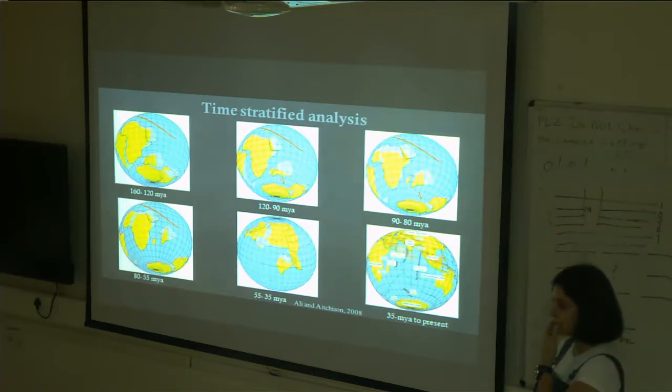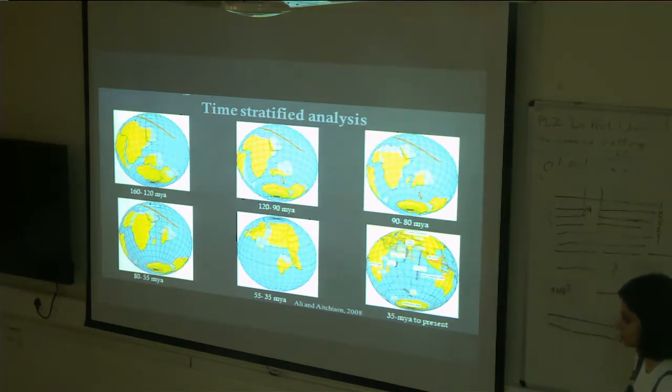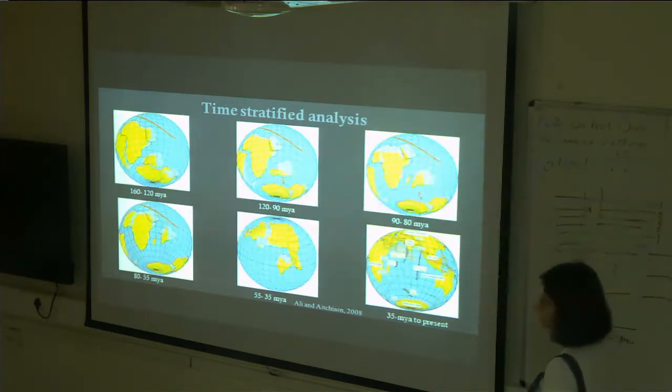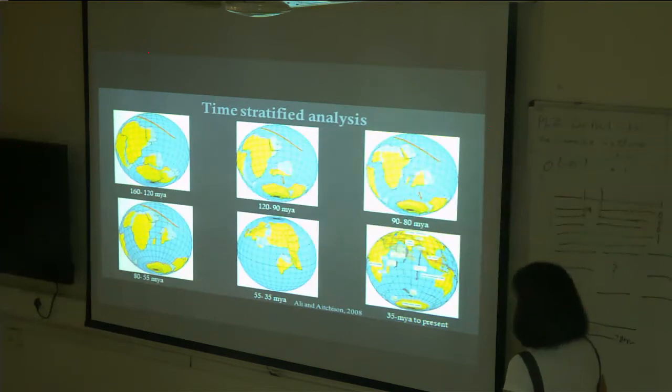For most other groups, not in India, it wouldn't really matter much. But India has moved a lot over geological time, so it's really crucial to be able to code the adjacencies differently. So I broke it up into 6 time periods.